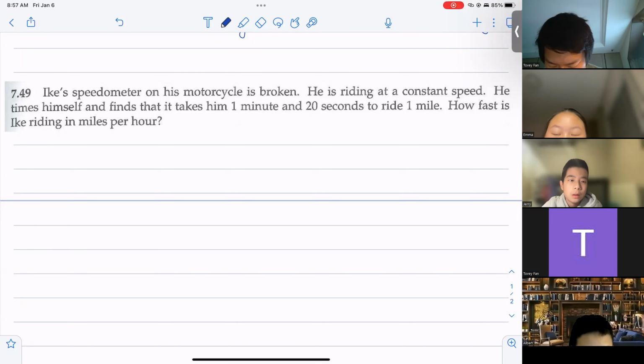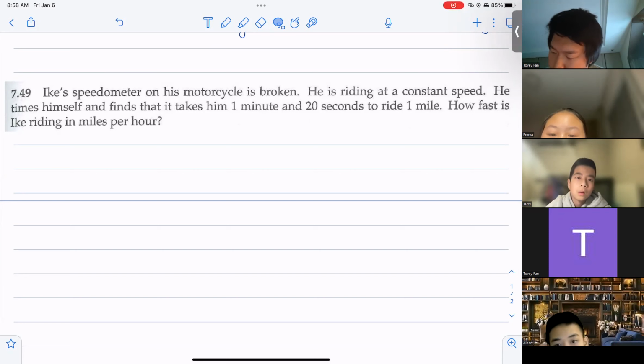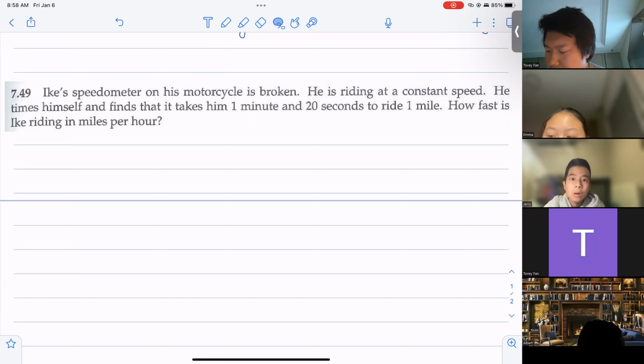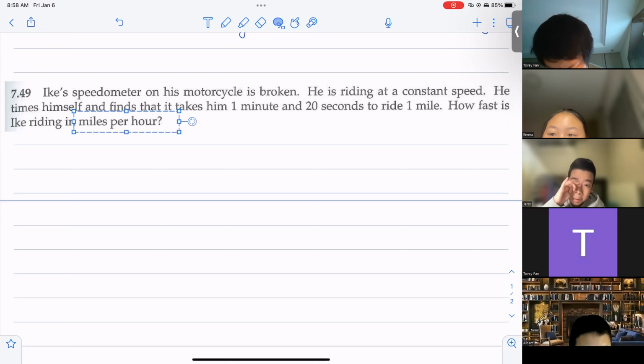So Albert, the problem with your homework is that if you have it, you can look at it or I can show it here. Let's first read the question and see what you answered there, okay? It says someone's speedometer is broken. He's riding at a constant speed. He times himself and finds that it takes him 1 minute and 20 seconds to ride a mile. How fast is he riding in miles per hour? So Albert is asking how fast is he riding in miles per hour?